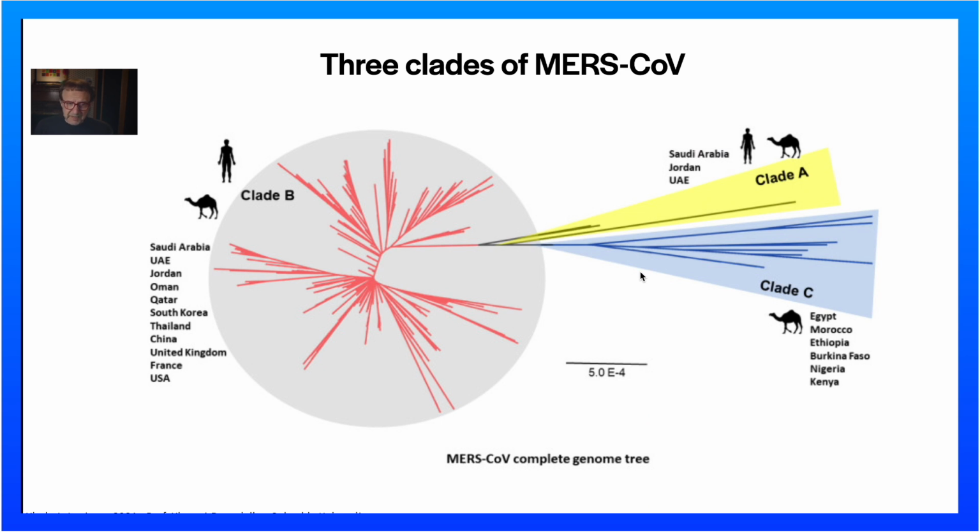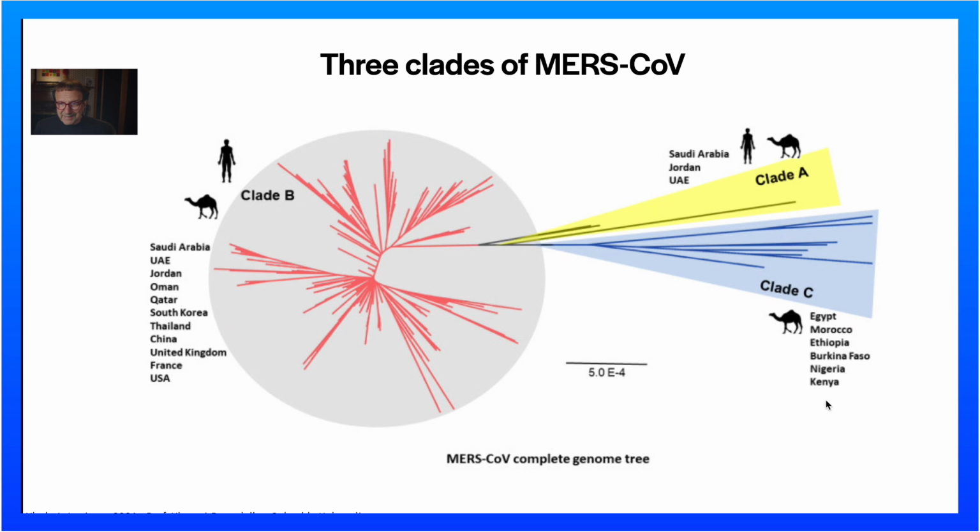Now, what I haven't told you is that humans get the virus from camels, and a specific kind of camel, the dromedary camel. I'm going to talk to you about that in a moment. But at the moment, we see three clades of MERS coronavirus. There's clade A, B, and C. And clade B mainly is in the Arabian Peninsula, a few other places. It's the most diversified, and it's found in humans and in camels. Clade A, Saudi Arabia, Jordan, and UAE. Again, humans and camels. And clade C in other countries, Egypt, Morocco, Ethiopia, Burkina Faso, Nigeria, and Kenya.